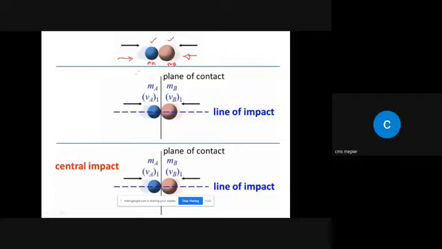The plane where they come in contact, or where they collide, is basically known as the plane of contact, and the line perpendicular to this plane of contact is known as the line of impact.